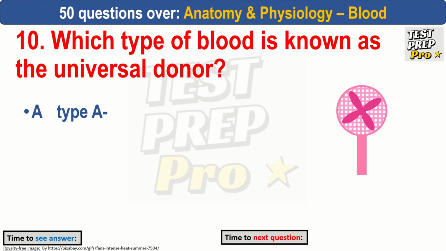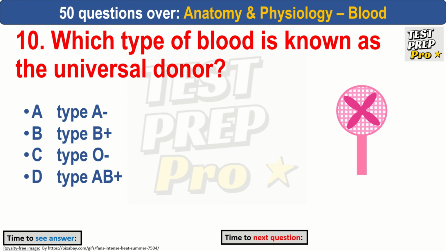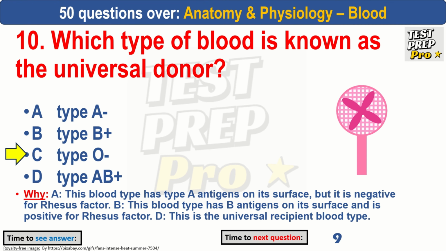All right. Which type of blood is known as the universal donor? Is it type A negative? Is it type B positive? Is it type O negative? Or is it type AB positive? So which one is the universal donor? It's type O negative. Think donor, donut, donor, donut. The letter O looks a little bit like a donut, as maybe a mnemonic to help you keep this straight.